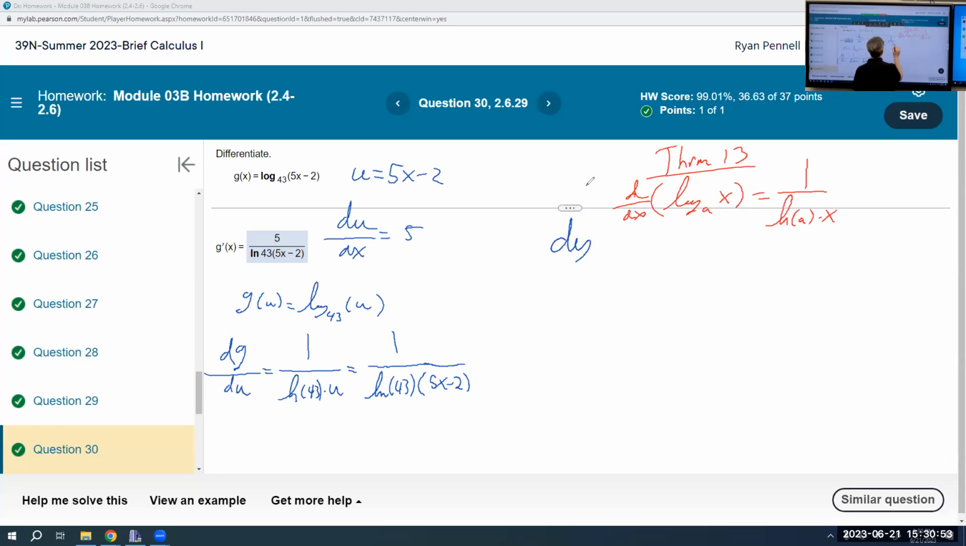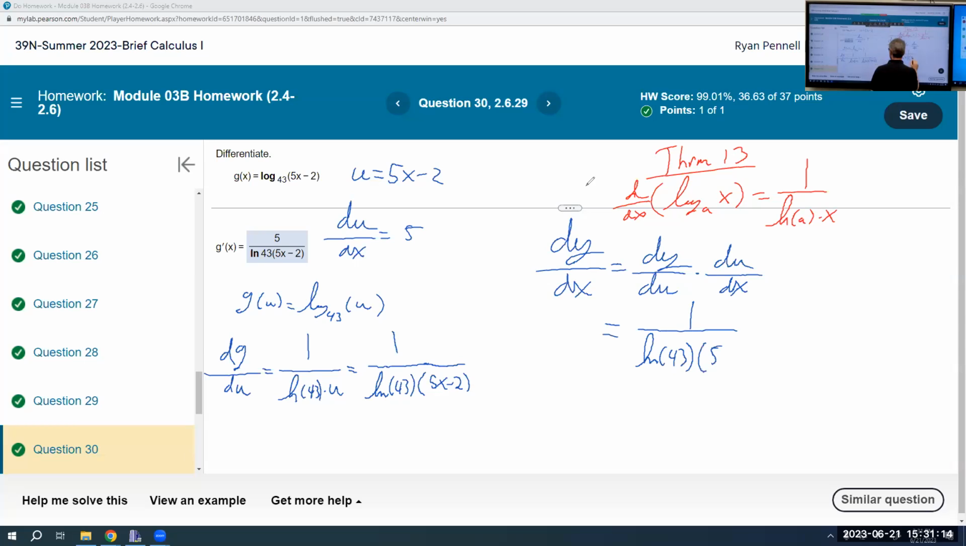Chain rule, dy/dx equals dy/du times du/dx. That's 1 over natural logarithm of 4x3, because that's the base I was given, times the original argument, 5x minus 2, times 5. And since I can, I'm just going to erase that 1, turn it into a 5, and I'll be good to go.